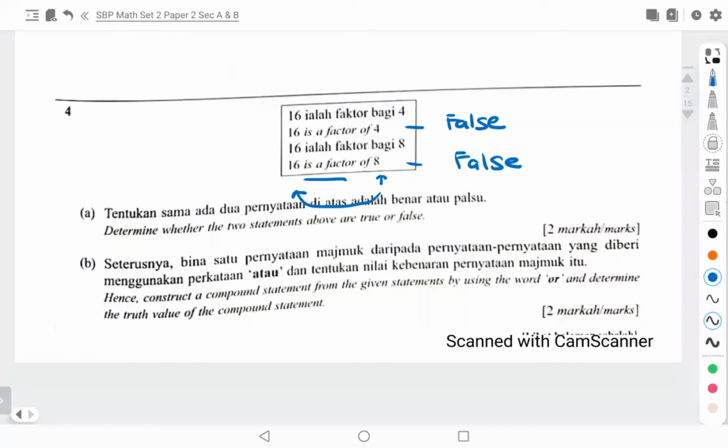Continue with B. Now you have to construct a compound statement from the given statements by using the word or. Join the 2 sentences with or, it's like English. The simple one: 16 is a factor of 4 or a factor of 8. Then you have to determine again the truth value of the compound statement. Is it true or false? Even if we add in the or, is it still a false statement? Yes, because both are incorrect. False statement.